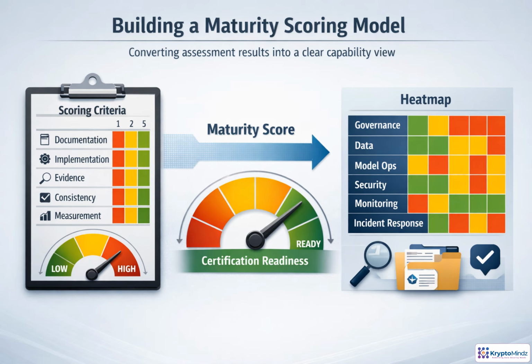A maturity score turns assessment evidence into something leaders can compare and defend. For each requirement, score the basics separately: whether it is documented, implemented, supported by strong evidence, applied consistently, and measured over time. Keep that score distinct from risk severity. A weak control in a low-impact area is different from the same weakness protecting a high-risk AI system.